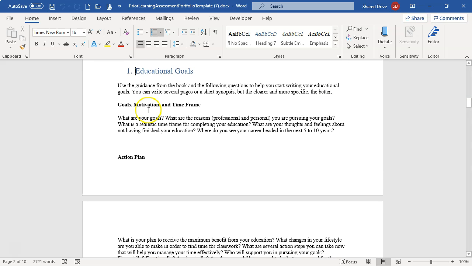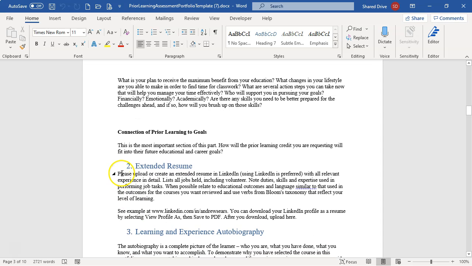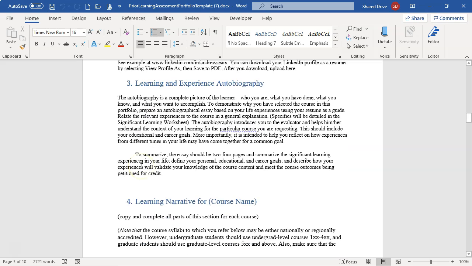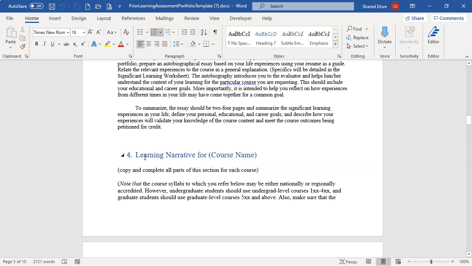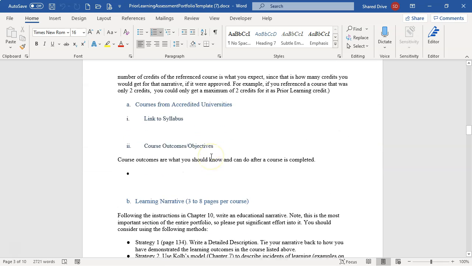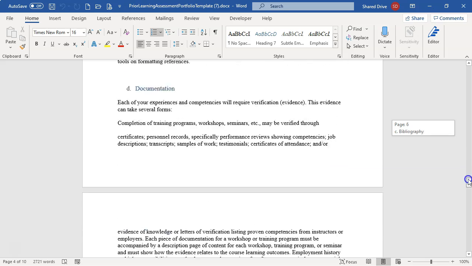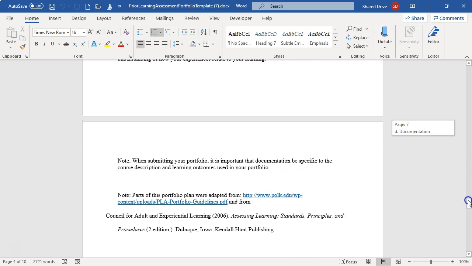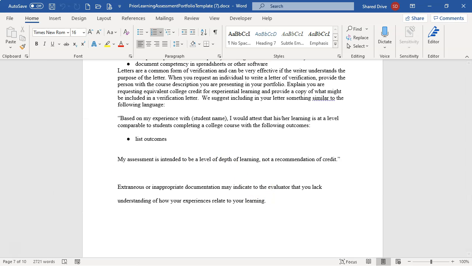In week 1, you're going to be writing your educational goals as an assignment. In week 2, you're going to be doing items 2 and 3: your extended resume, your learning experiences, and autobiography. In week 4 is where you're going to start the learning narratives for each course, and then you'll combine those together. In the end, you need to follow the guidelines for what's called APA citation format.